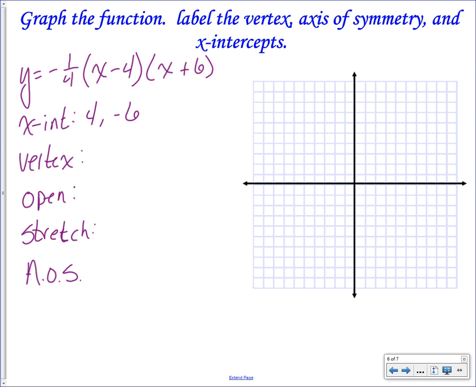Is it going to open up or down? Down. What's my stretch? 1/4 or -1/4. I'm okay with whatever you put there. And we need to find out my axis of symmetry and my vertex. We have to do a little math for that one, right? I can't just look at my equation to find those two out. No, it can be negative. It doesn't matter, because I use my negative here to tell me it's going down, so it's not going to affect how I do my math.